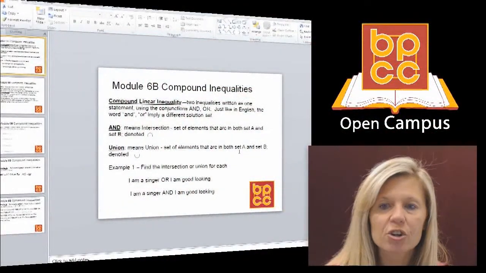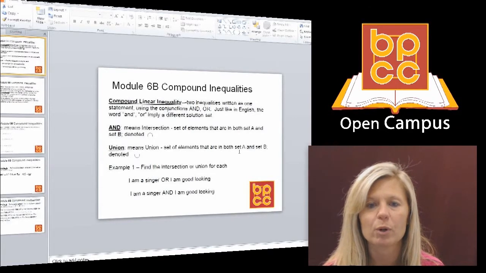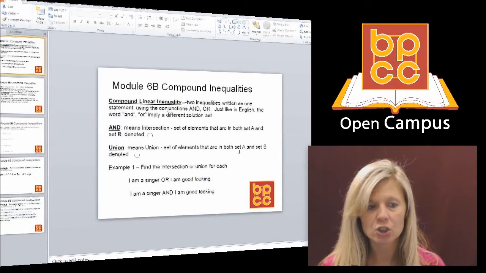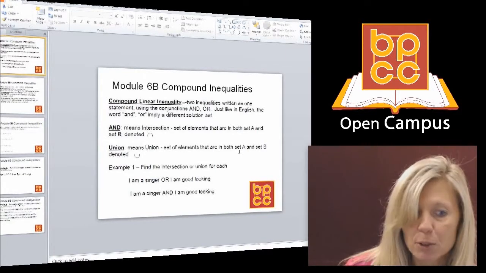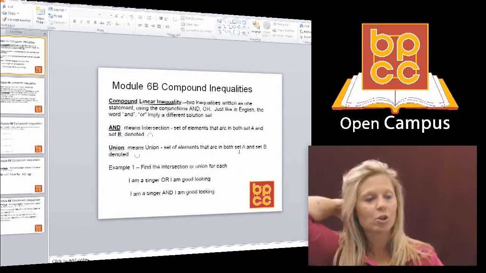Okay, this is your definition. A compound linear inequality is two inequalities written as one statement using the word and and or. It relates totally to English class. You all know what a run-on sentence is, right? It's two sentences connected with the words and, but, or. Well, I'll tell you right now in math, we don't talk about people's butts. So we don't use the word but in math. But we will use the word and or.